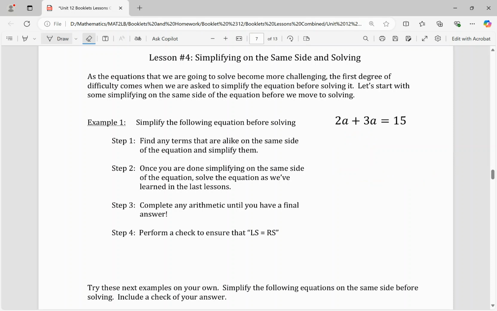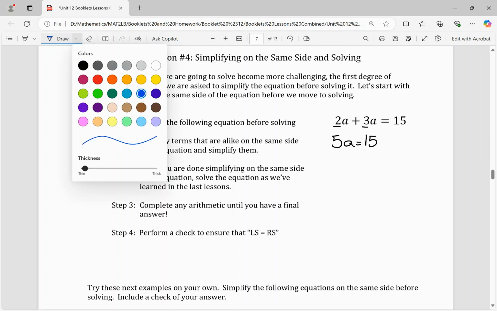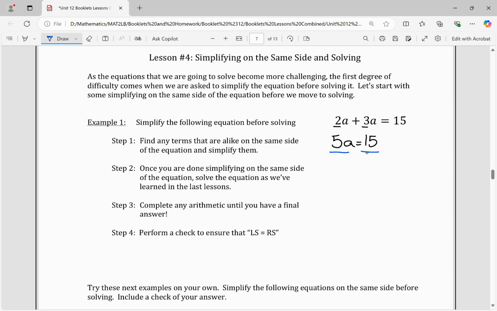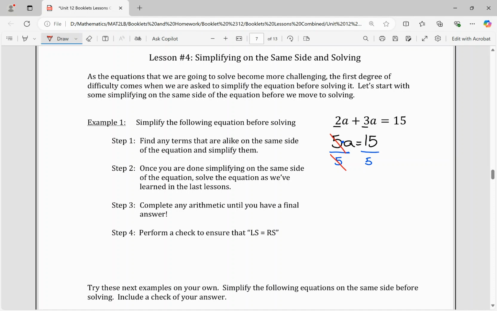So when two terms are alike, that means that you add the coefficients. So 2 plus 3 is equal to 5, and then the variable stays the same. So this is like 5a is equal to 15. Now that we only have one a in our equation, not two, we can use opposite operations to help us solve, right? This 5 is connected to the a through multiplication, and the opposite of that is division. So we're going to divide by 5 on the left-hand side, but we're also going to divide by 5 on the right-hand side because whatever we do to the left, we have to do to the right.